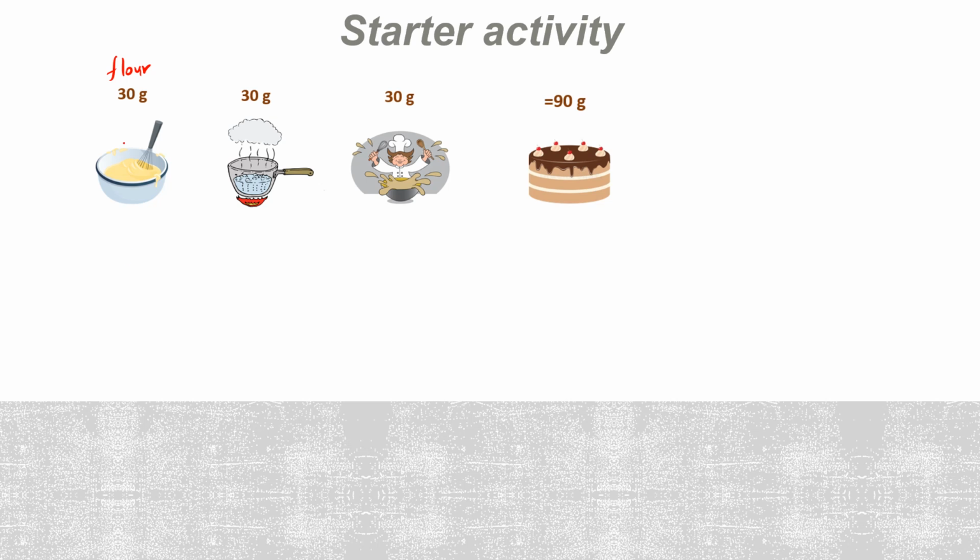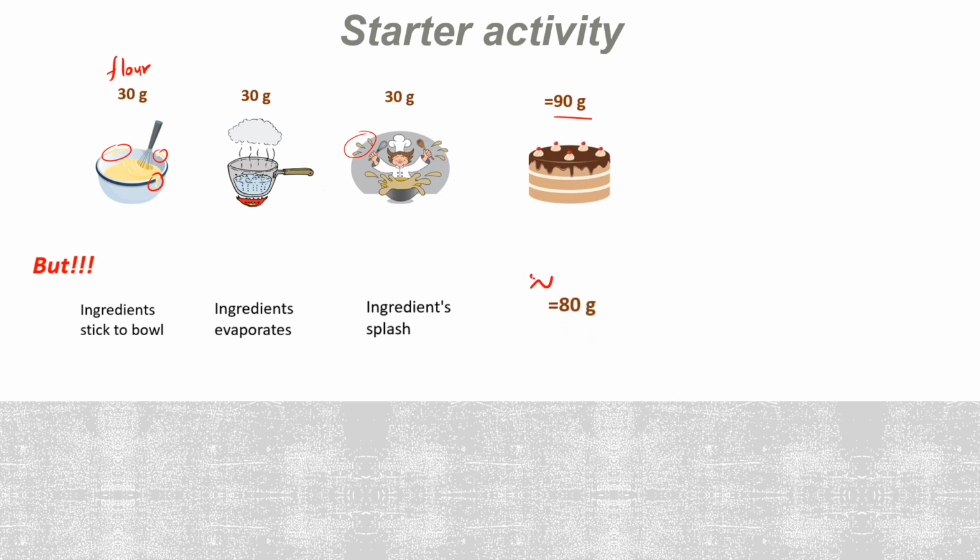But look here, sometimes you have things that stick into the bowl, right? في أشياء تعلق في الوعاء. And also ingredients evaporate. بعض المكونات تتبخر نفس المي. Also some ingredients splash, يعني في أشياء تطيح على الأرض تعلق في الملعقة وهكذا. So المفروض الماس اللي نطلعها أو الكتلة أو وزن الكيك اللي تطلع تكون 90 ولا أقل in real life. In real life it should be around 80, يعني أقل من 90 gram, right?